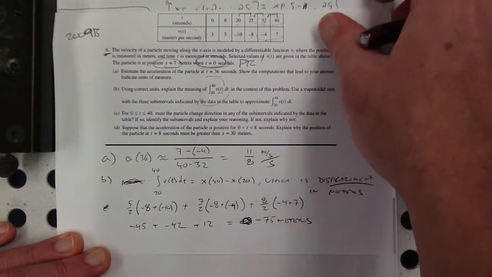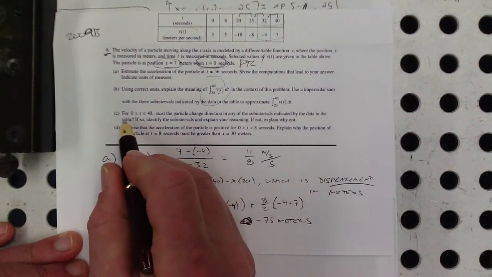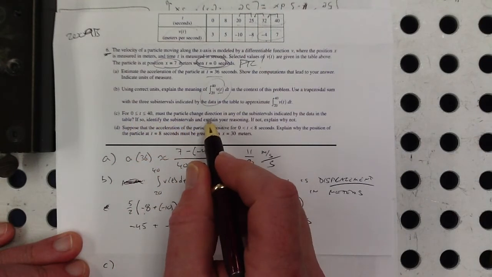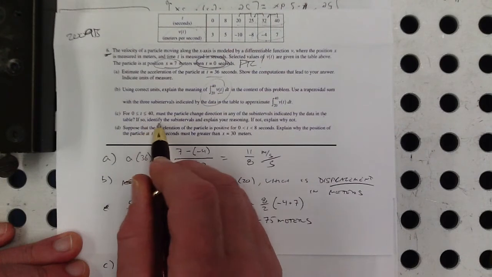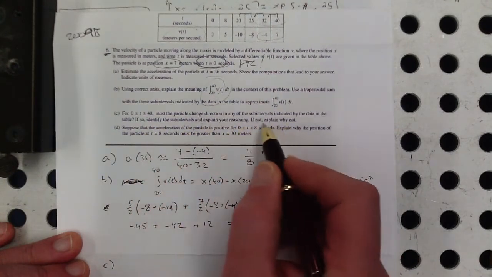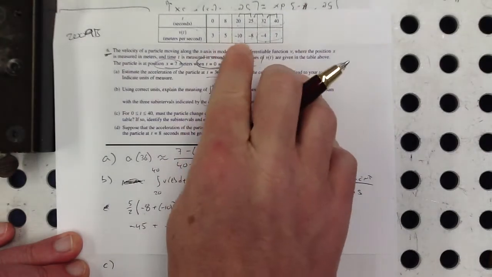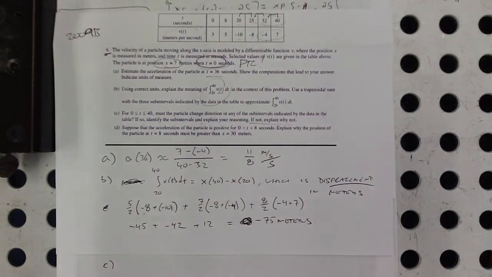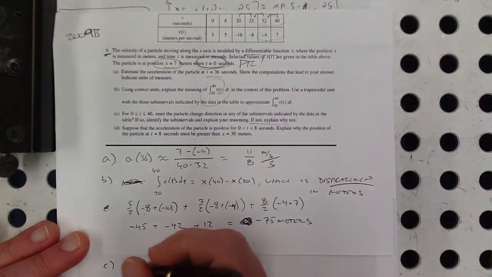Part C. For time 0 to 40, must the particle change direction in any of the subintervals indicated by the data in the table? If so, identify the subintervals and explain your reasoning. If not, explain why not. Well, positive velocity is moving forward, negative velocity is moving backwards. So does it have to change direction? Yes, because if it's differentiable, then it's also continuous.